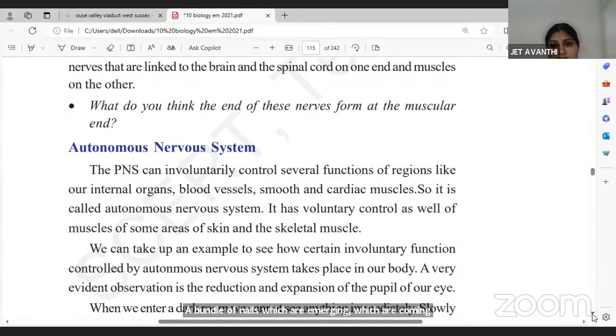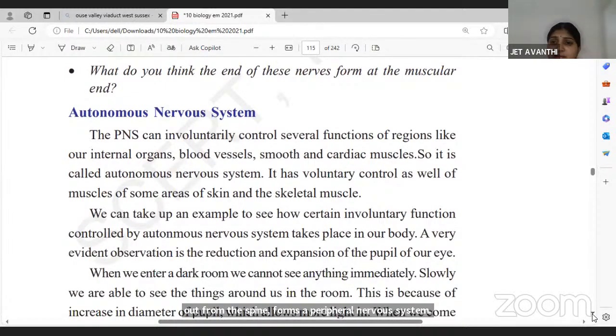And then we have the autonomous nervous system. This is a self-regulating or self-governing system. I'll give an example, children. We take food. How much food do we take? Till our belly gets completely filled. So who will tell us? Again, it is voluntary.